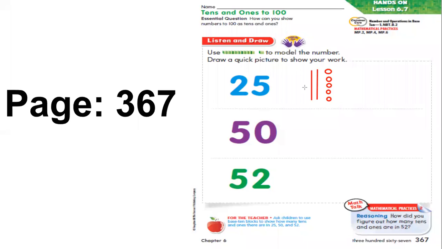Don't draw the circles for the tens, okay? Just draw the straight line. Draw the line. 2 lines. Don't draw circles like this. Don't draw the circles till 10. Just draw the lines.